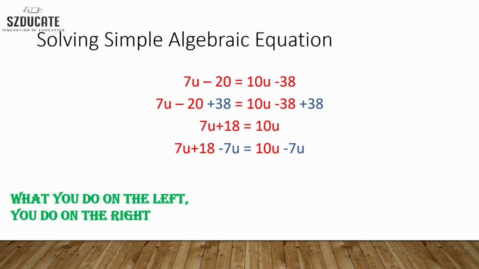Okay, and then we continue. 7u on the left side will disappear. You get 18. On the right side, 10u minus 7u, you get 3u. Now, if you're uncomfortable looking at 18 equals 3u, you can switch it around, it's okay because it's equal. And then you get 1u equals 6.